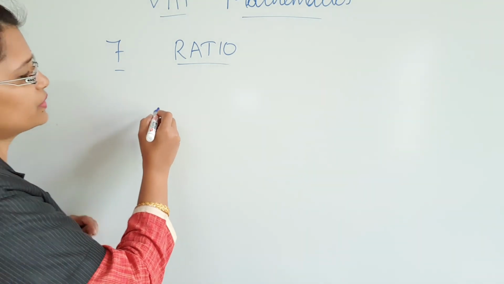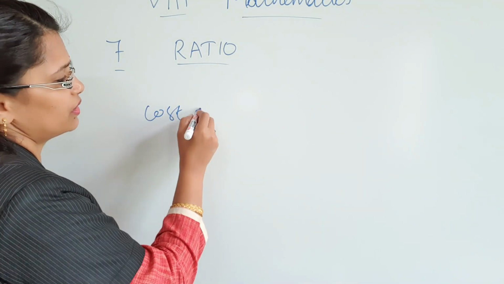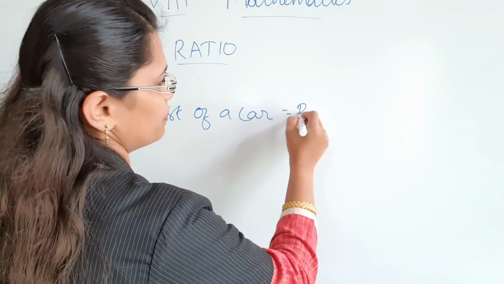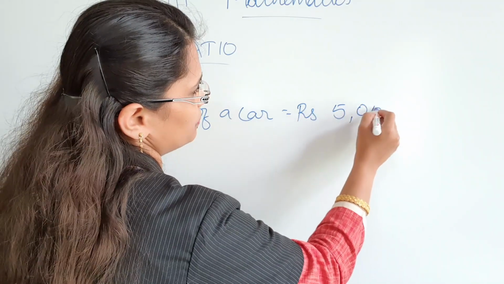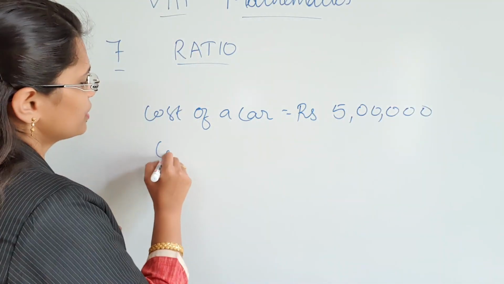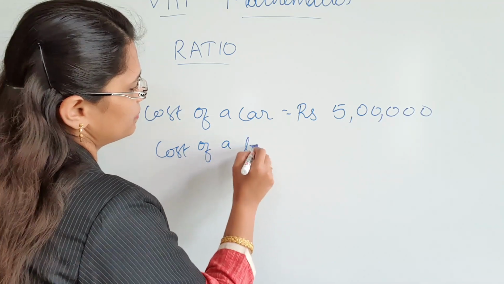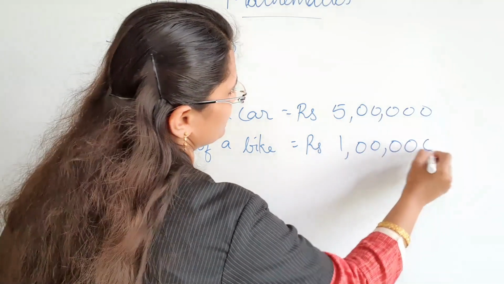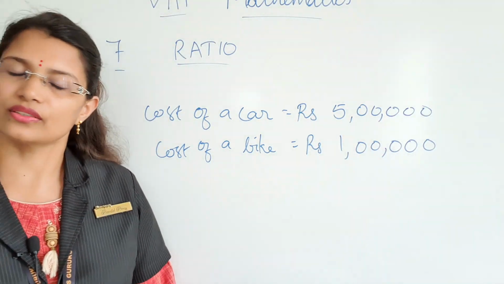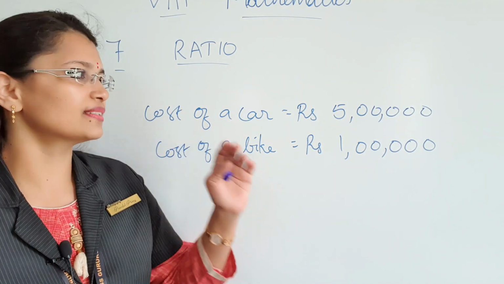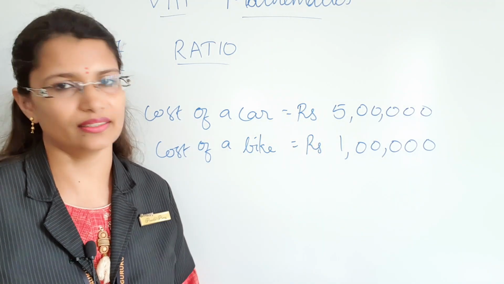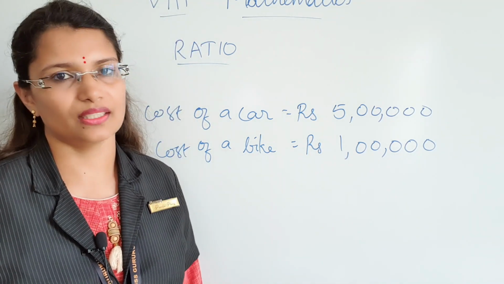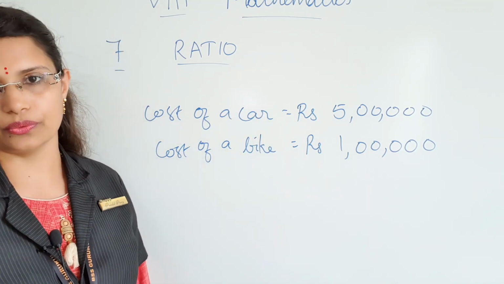Cost of a car is equal to rupees 5 lakh. Cost of a bike is equal to rupees 1 lakh. Which is costlier, children? Obviously it is car because it is 5 lakh, right? What about the bike? Bike is rupees 1 lakh, right? What is the difference between these two?